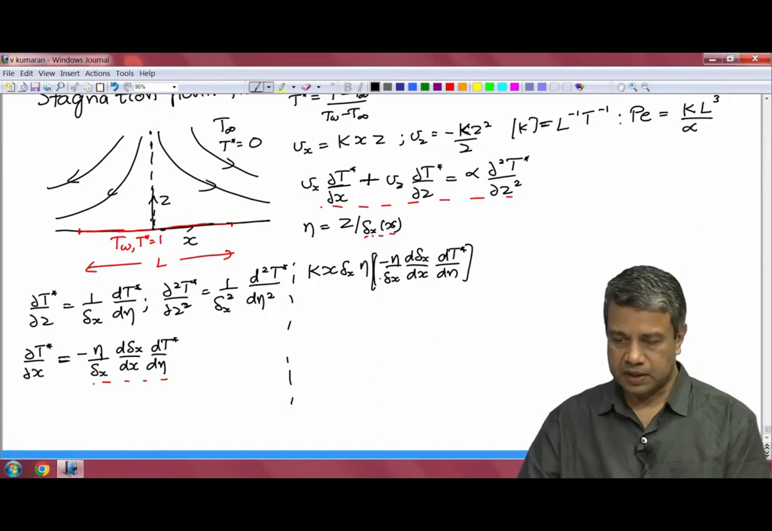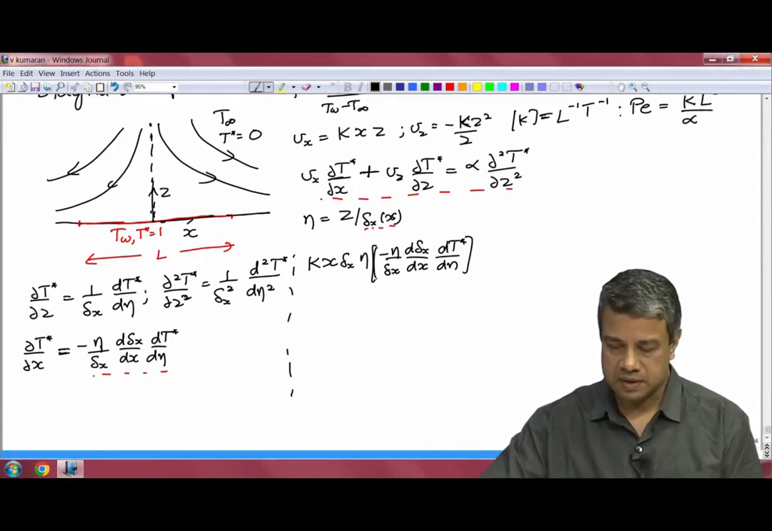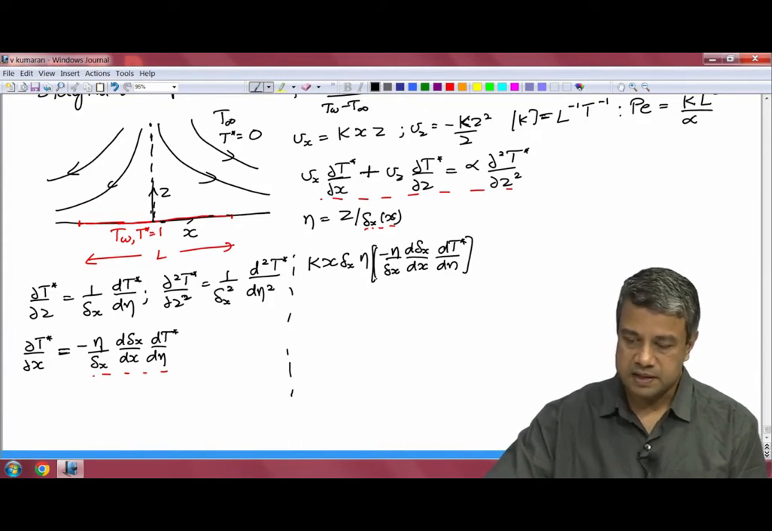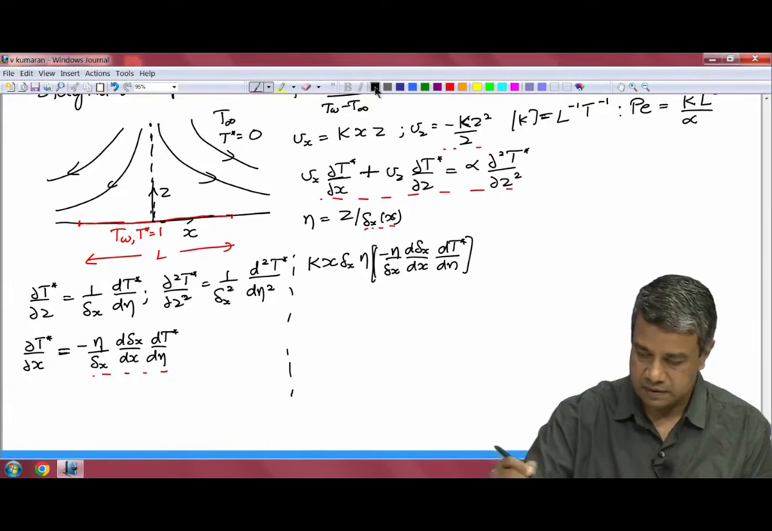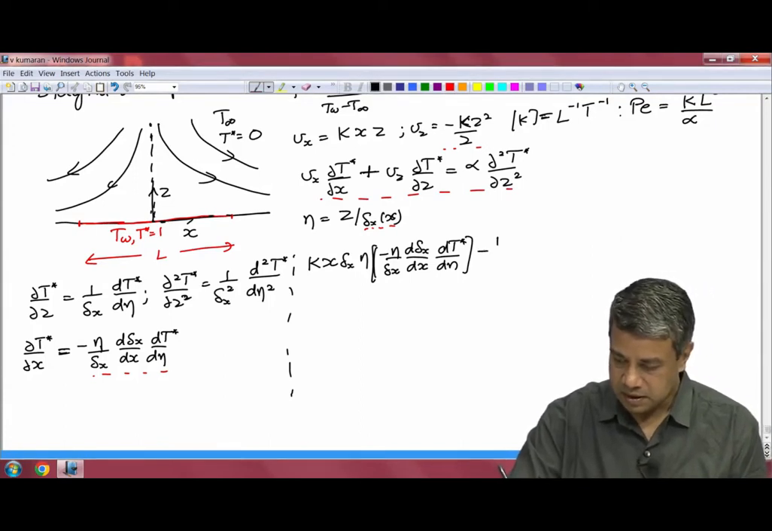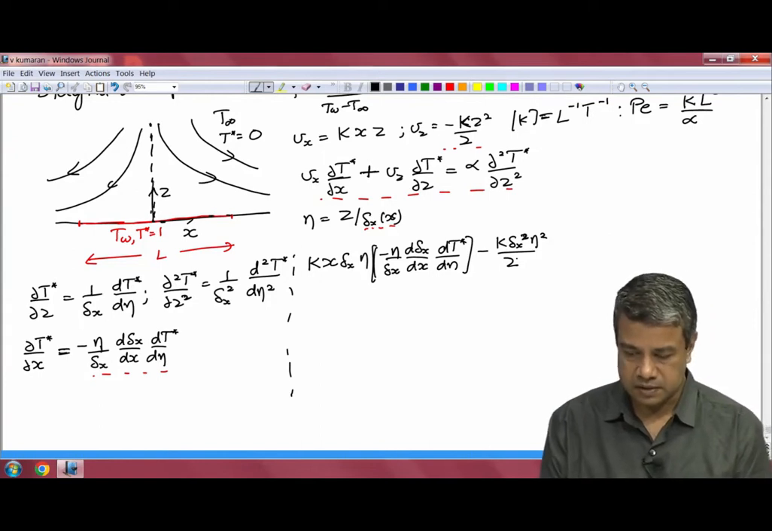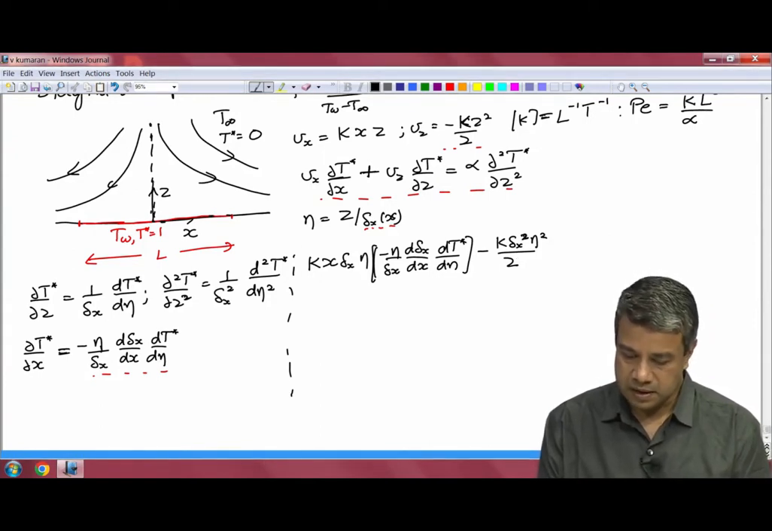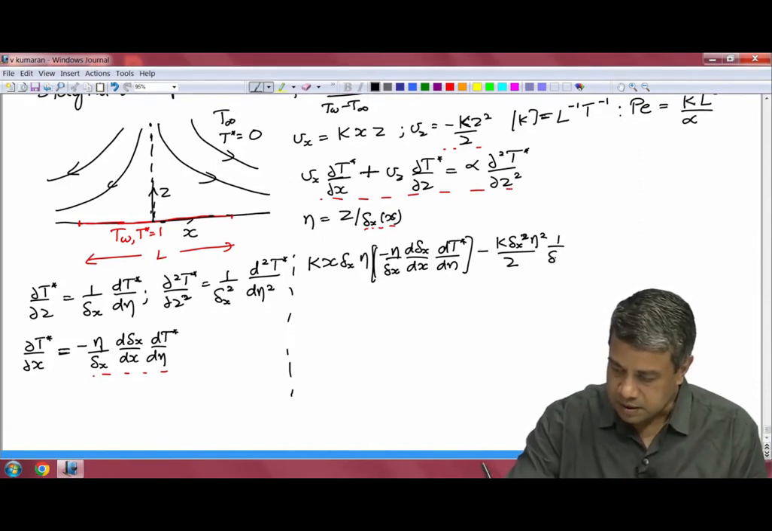Okay. The second term is the derivative with respect to z. Vz is negative, as you notice here. So, you get minus k delta x square, eta square by 2, that is Vx square, into partial t by partial z, which is 1 by delta x dt star by d eta.